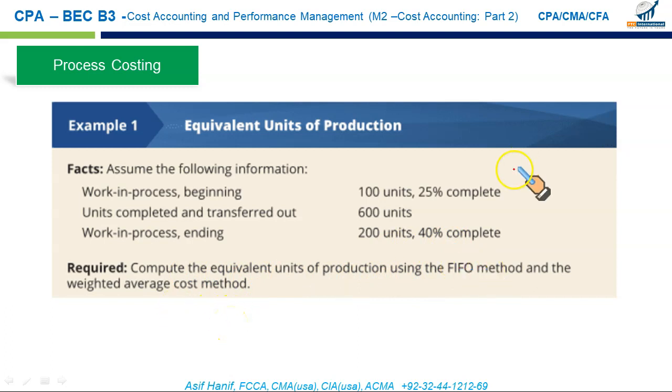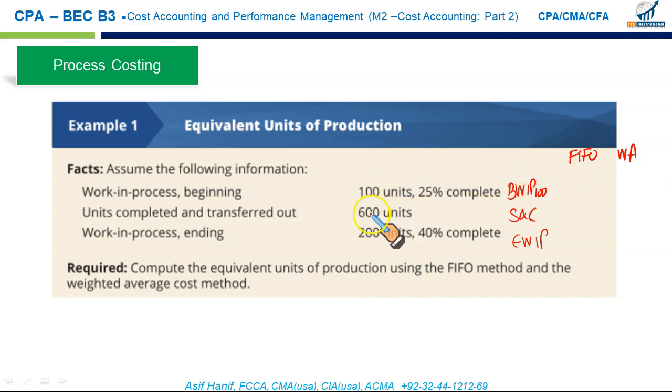I told you it is always advisable to split your production units into 3 populations. First is the beginning work in process, started and completed, and ending work in process. We have 2 systems to discuss for costing purposes, FIFO and the weighted average. Now, how many units were there in the beginning work in process? 100.